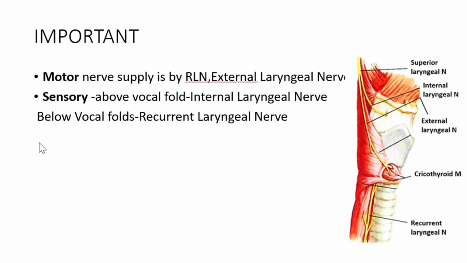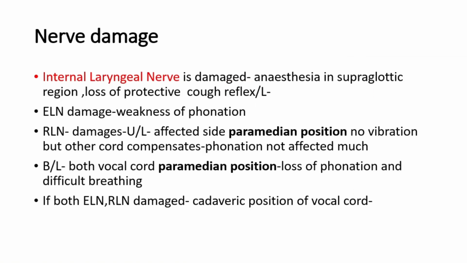Now sensory: above the vocal fold it is the internal laryngeal nerve and below the vocal fold the recurrent laryngeal nerve. If the internal laryngeal nerve is damaged, there will be loss of cough reflex in the supraglottic region. If the external laryngeal nerve is damaged, the vocal cord cannot be tensed, so there will be weakness of phonation due to loss of the tightening effect of the cricothyroid muscle on the vocal cord.